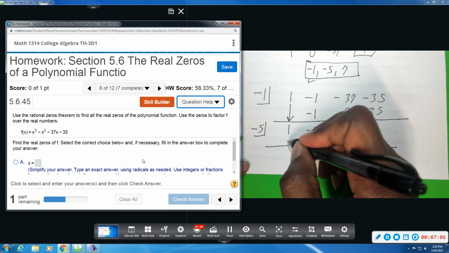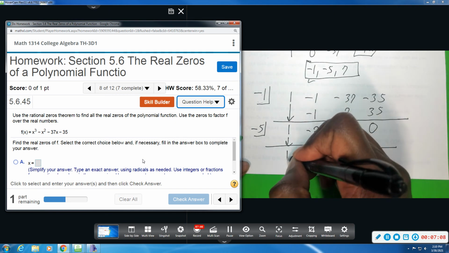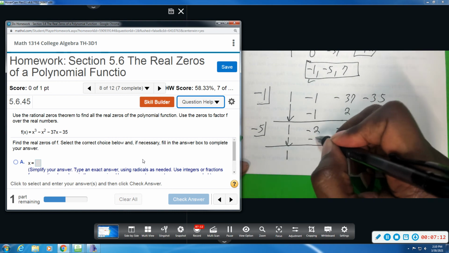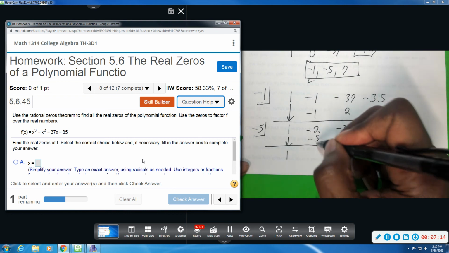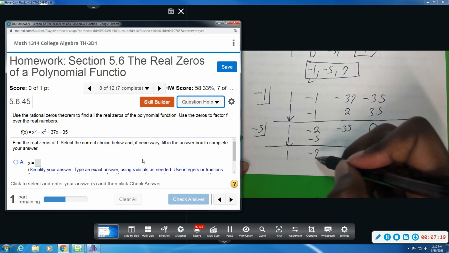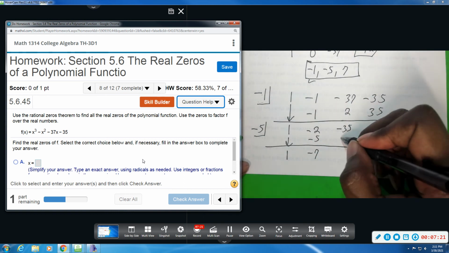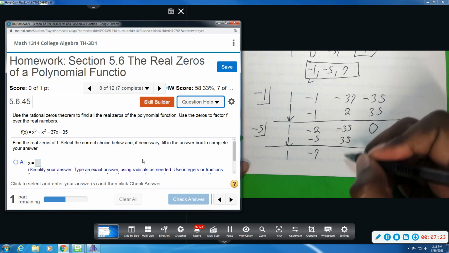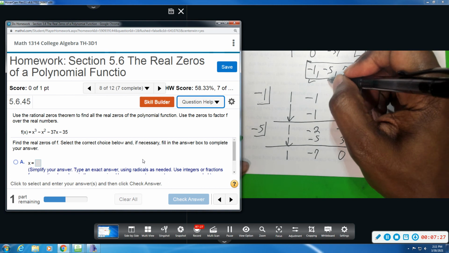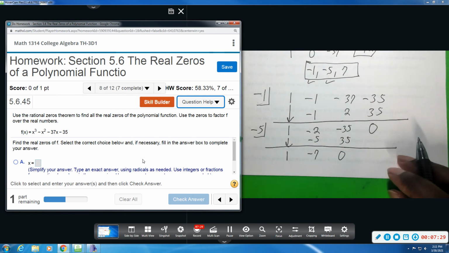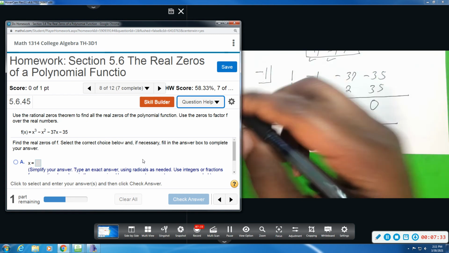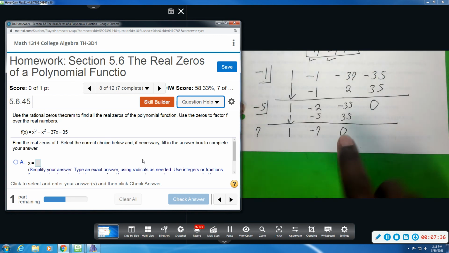You still bring the first term straight down. And we multiply. -5 times 1 gives me a -5. Combine, and we get a -7. And then -5 times -7 gives me a positive 35. These are opposites. Bring it down. We get 0. So -5 also checks out. And from here, we can just pick up and use 7. We don't have to start over from the very beginning. We can just keep going every time you find a 0.